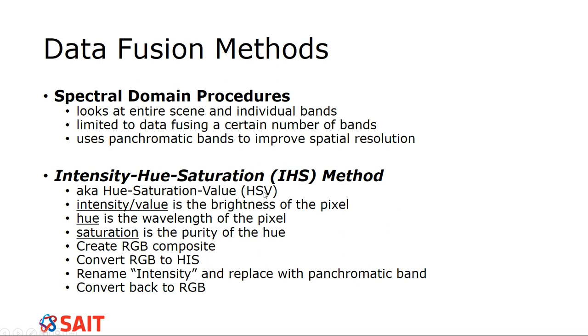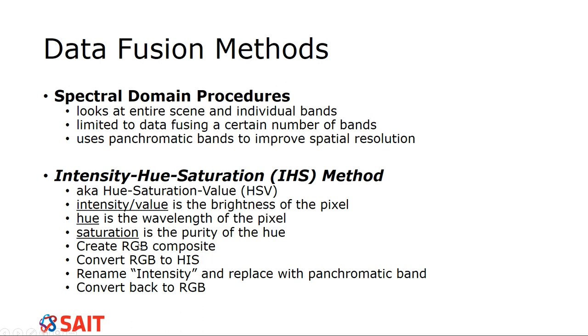So the first one is called the intensity hue saturation method. It's also known as the hue saturation value method. The intensity or value, those are the same thing. It's the brightness of the pixel. Hue is the wavelength of the pixel, and saturation is the purity of the hue. So how red is it? The hue, the wavelength, is like, is it a red band? Saturation is how red it is, meaning everything else is removed from that pixel, and brightness is just how intense it is.